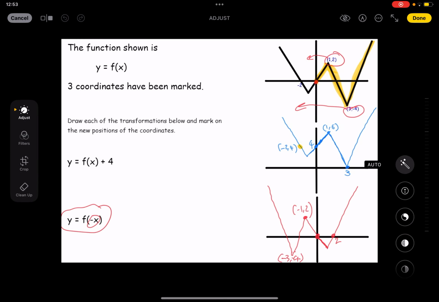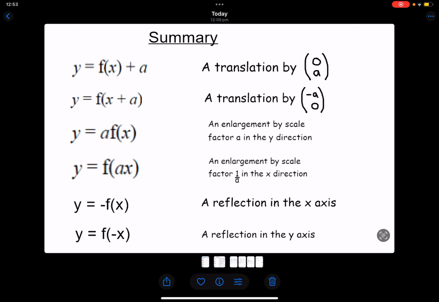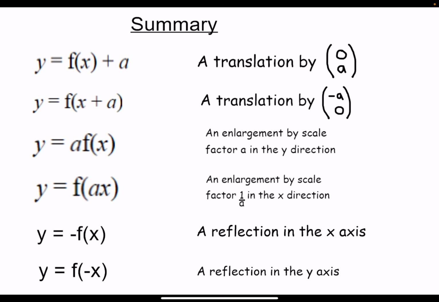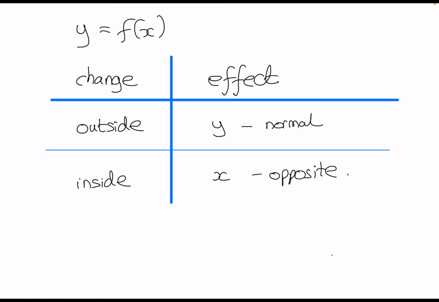And there we go. So these are the 6 graph transformations and the effects that they have on various types of graph. This is the shortcut way of remembering how to apply it quickly and easily.